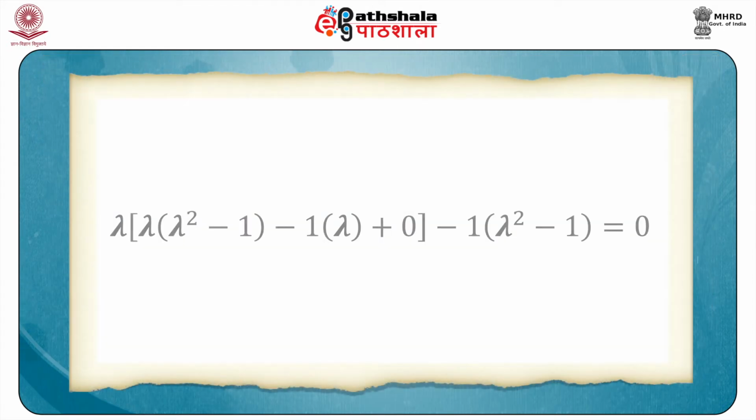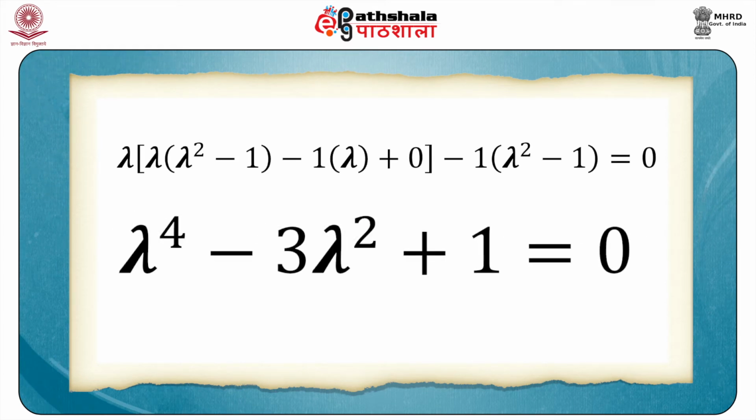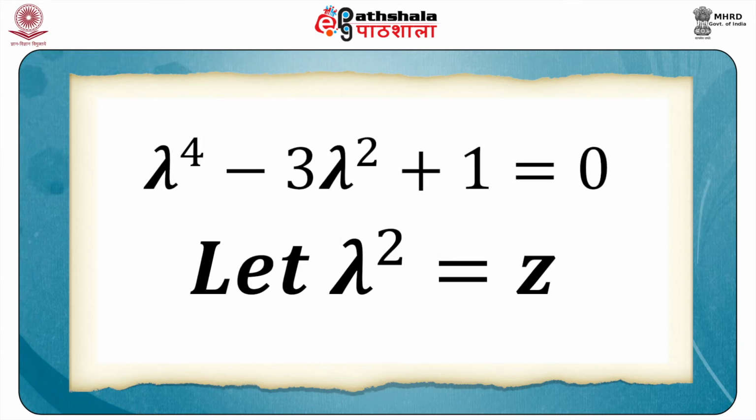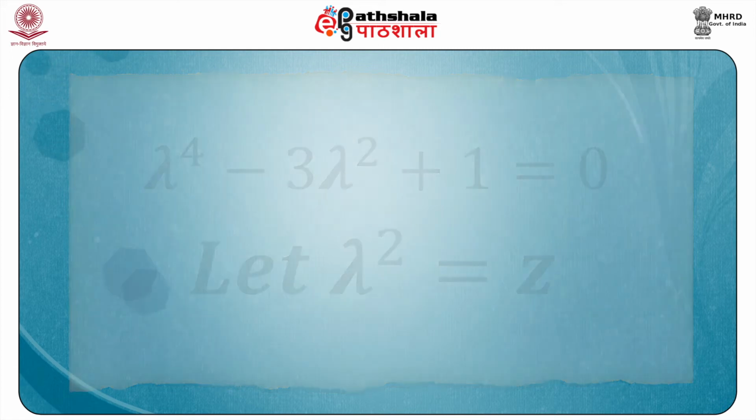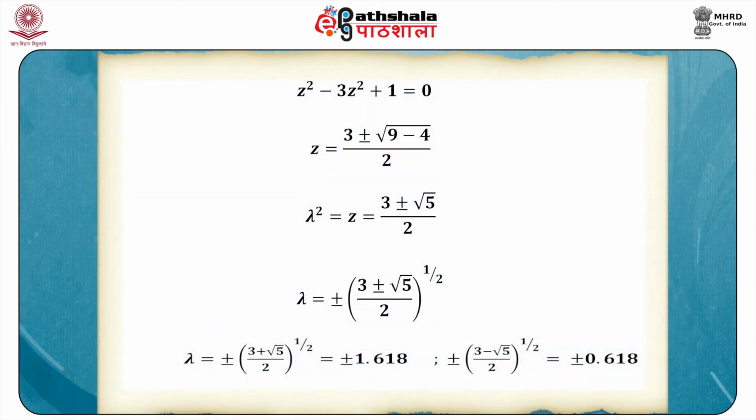And after expansion, we get, as you can see here, lambda to the power 4 minus 3 lambda square plus 1 is equal to 0. In this, we put lambda square equal to z, and then it further simplifies to z square minus 3z plus 1 equal to 0. So this is a quadratic equation, and this can be very easily solved, and ultimately, as you can see here, we get two values of z, and then from there we will get 4 values of lambda.